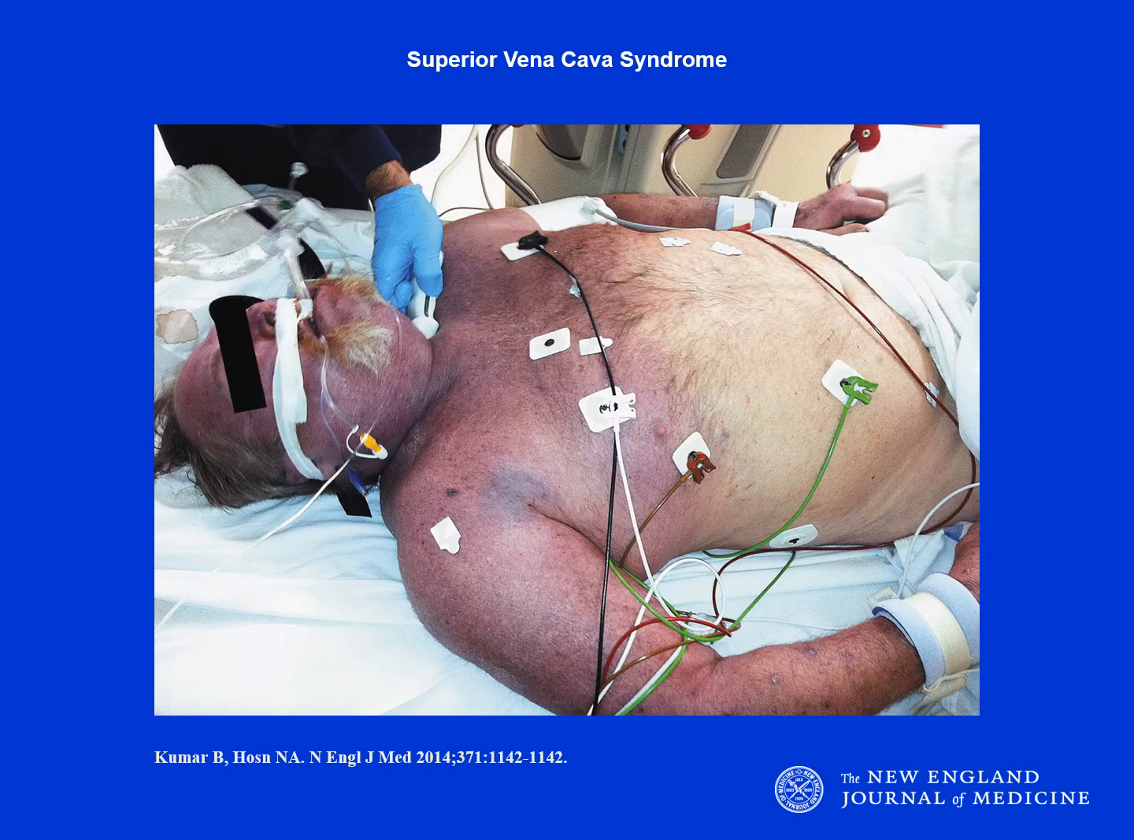This is a picture that I wanted to show both because it's just an unbelievable picture of cyanosis and swelling, but also because this person has superior vena cava syndrome that is so bad that he was intubated for it, but it was not from a malignant cause. This man had Crohn's disease, and he developed a blood clot behind his portacath.